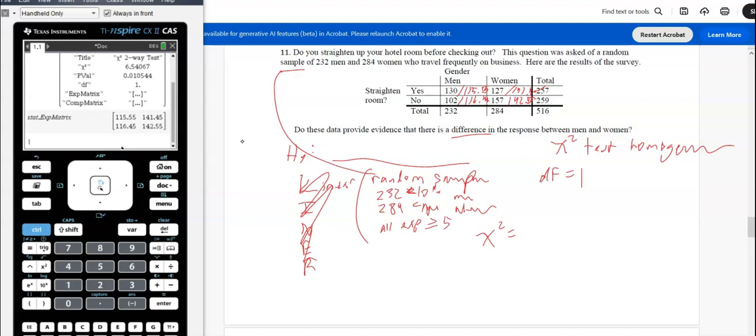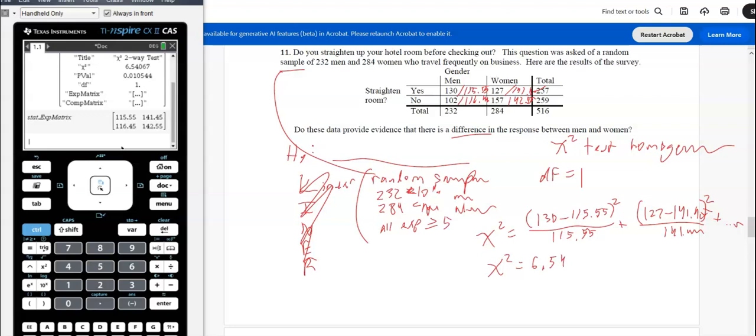So chi-squared equals, and we would just start it: the observed 130 minus expected of 115.55 over the expected, plus, and then we do the next one, 127 minus 141.45 over 141.45 plus, and maybe do the last one as well. But the chi-squared statistic, we got it from our calculator, is really 6.54.